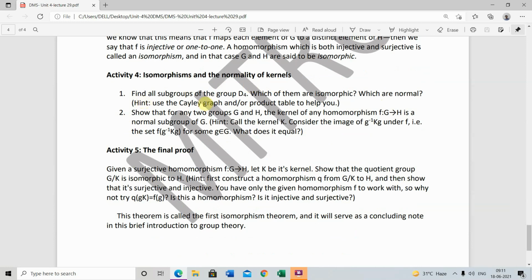Find all subgroups of the group T4. Which of them are isomorphic, which are normal? Use the Cayley graph and the product table to help you. Show that for any two groups G and H, the kernel of any homomorphism f from G to H is a normal subgroup of G. Call the kernel K. Consider the image g inverse K g under f. The set f of g inverse K g for some g belonging to G. What does it equal?